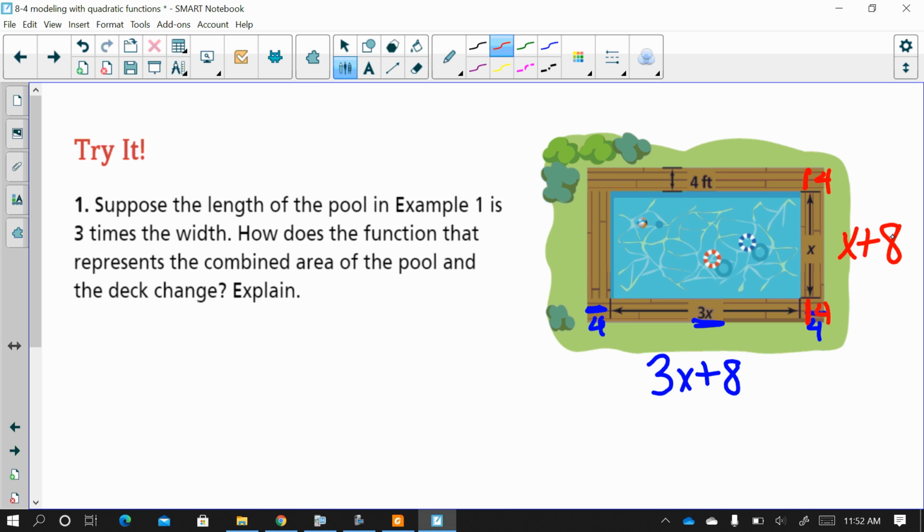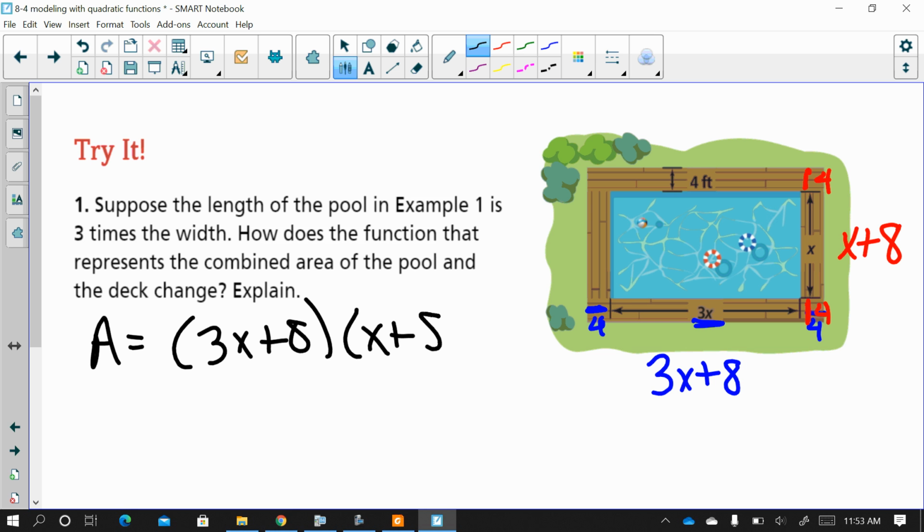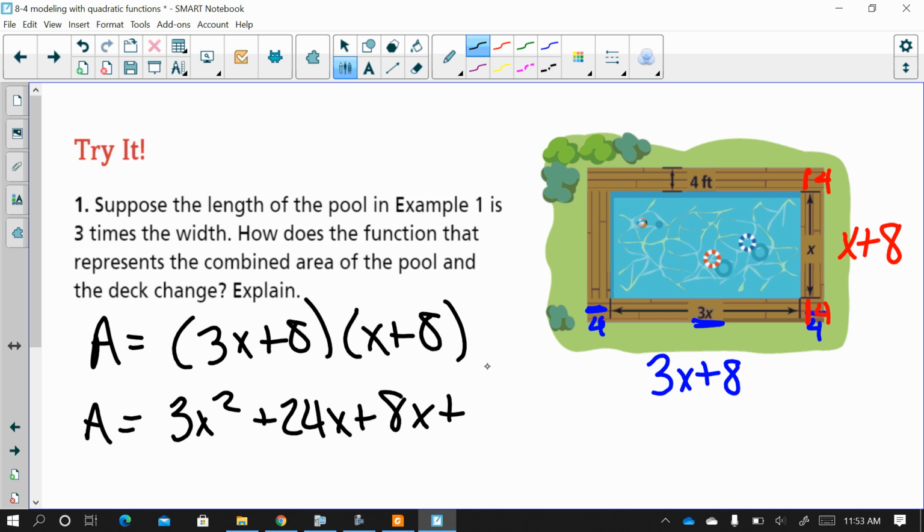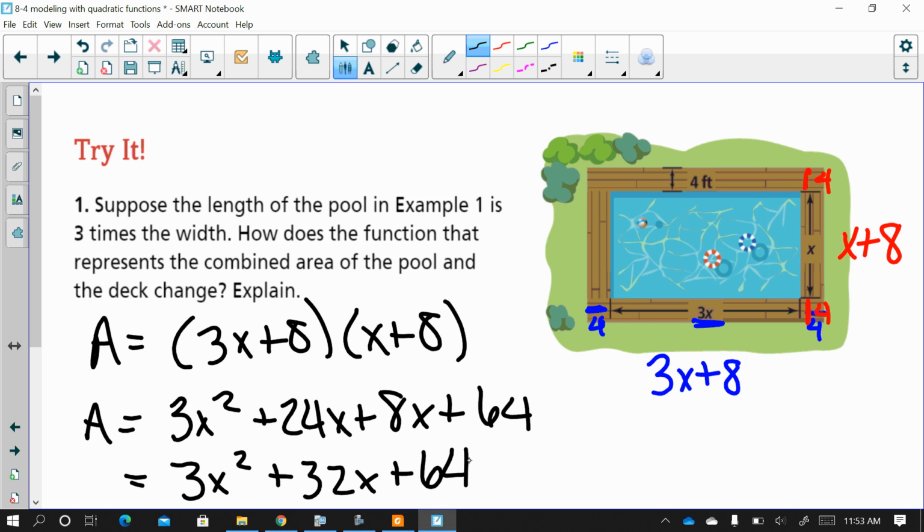And we're just going to FOIL again. So the area is equal to 3x plus 8 times x plus 8. Okay, so FOIL. 3x squared, 24x plus 8x plus 64. Okay, combine my like terms. 3x squared plus 32x plus 64. Okay, so notice just by changing one number, A and B change.